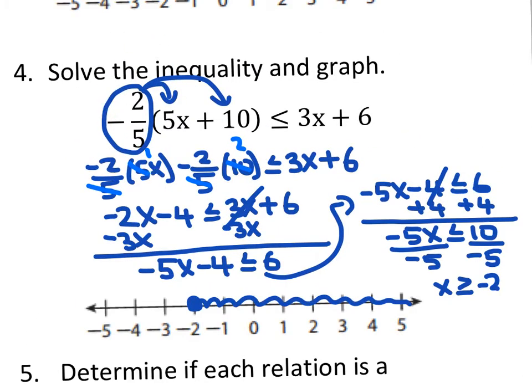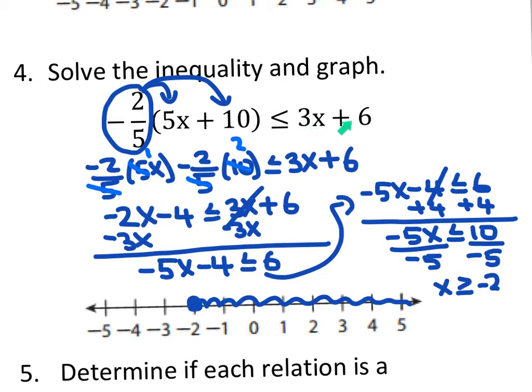So on problem number 4, 2 times 5 is 10. And if you divide by 5, you get negative 2 because of the negative. Here's negative 2x. 2 times 10 is 20, and if you divide by 5, it's negative 4. There's no x's there. When you distribute, there are no x's. Then you have your less than or equal to.